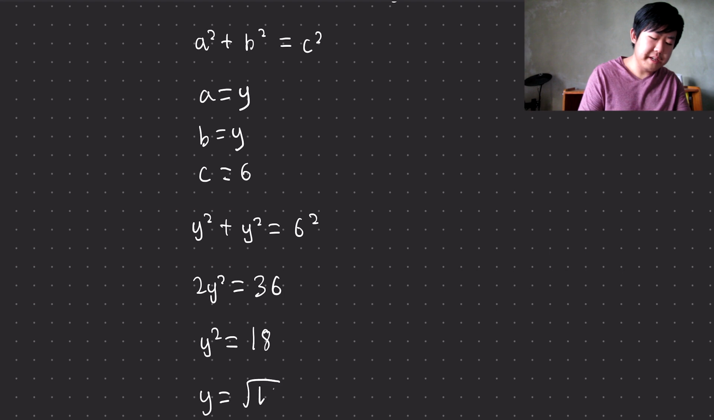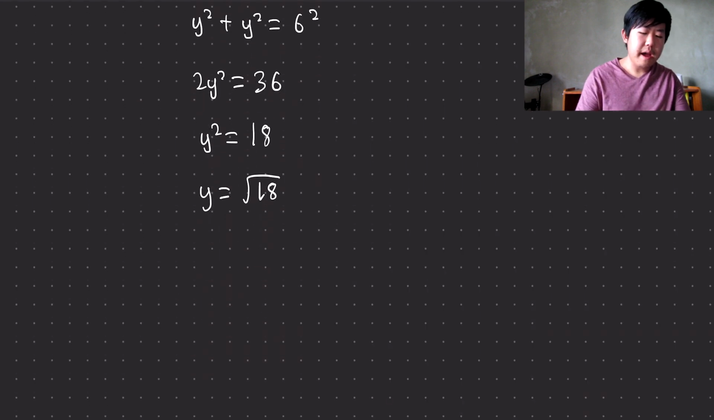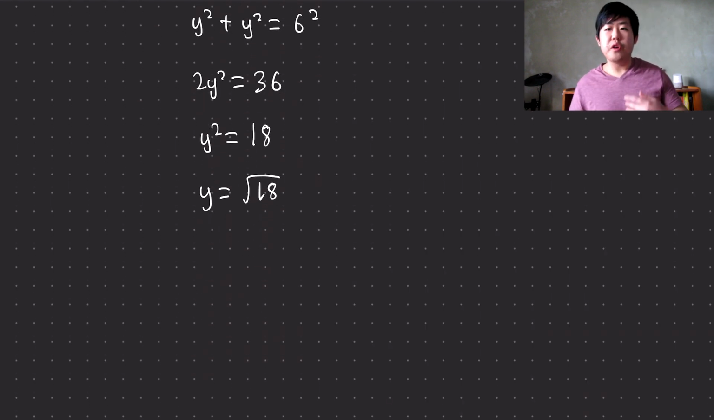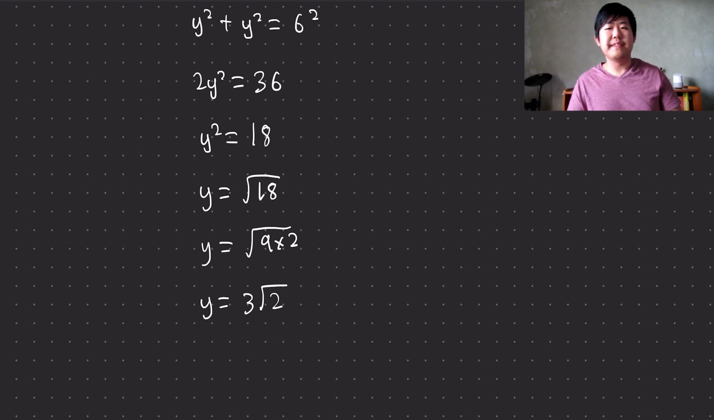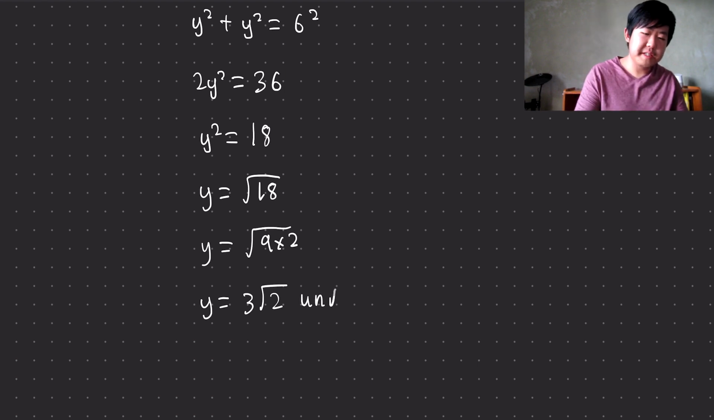And then let's root both sides. That's going to be root 18. And here, if you know how to simplify surds, this is going to be root 9 times 2, and that's going to be 3 root 2. So that's it, that's the answer. So 3 root 2 units.